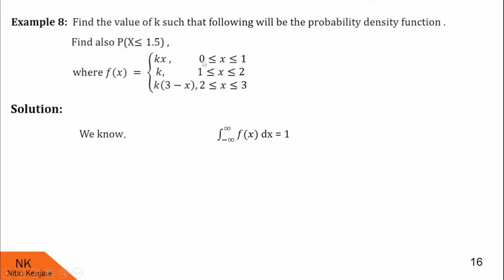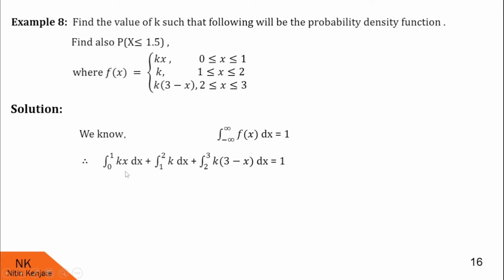Since x is varying from 0 to 3 and this interval 0, 3 is split into 3 parts, we will split this integral into 3 parts. First from 0 to 1, then from 1 to 2 and then from 2 to 3. And in each interval we will substitute the corresponding value of f of x: kx for this interval, k for this interval and k into 3 minus x for the third interval.